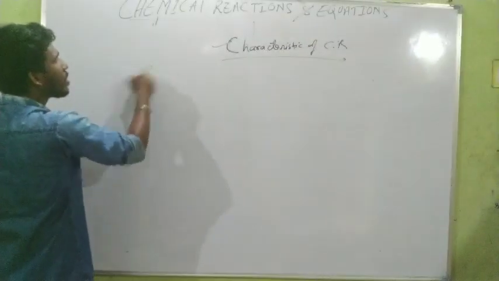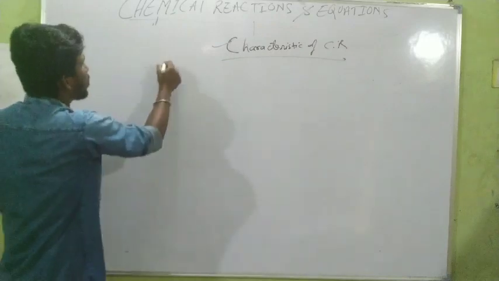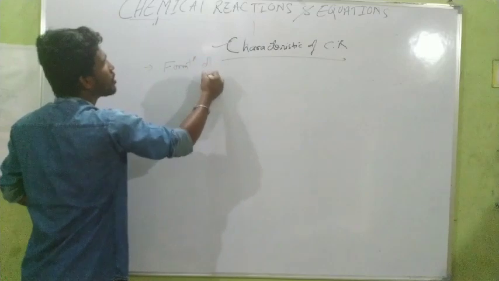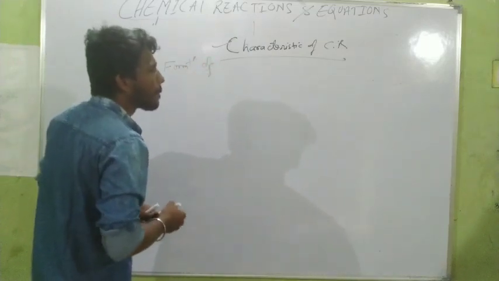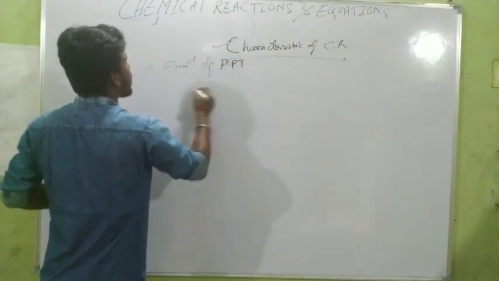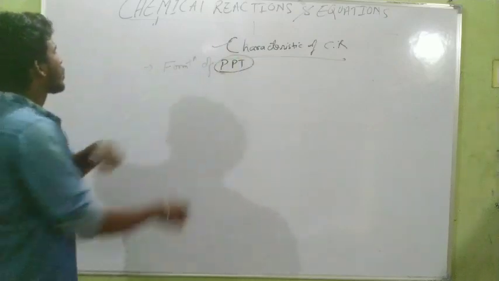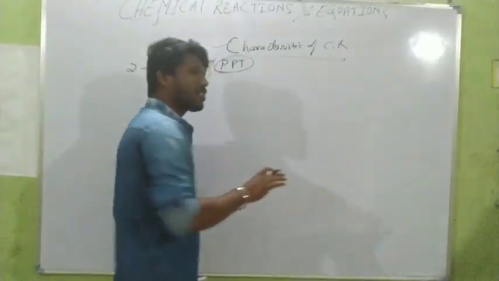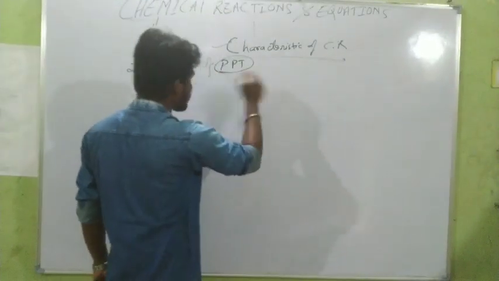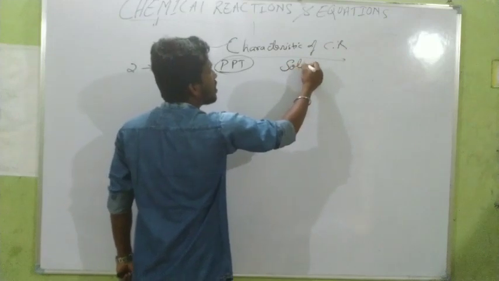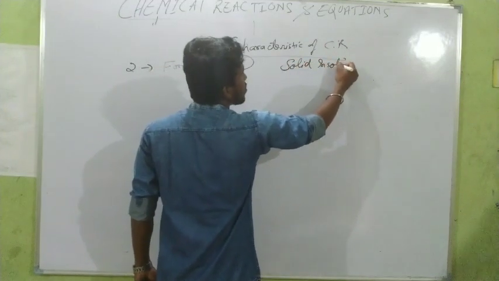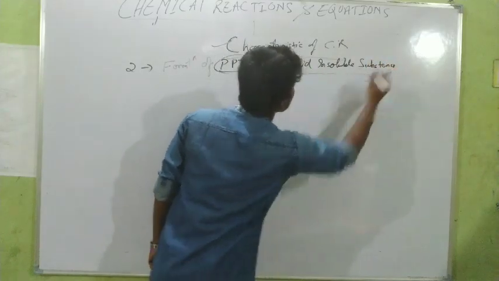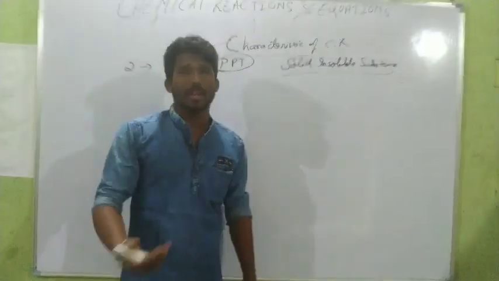Second one, what we are talking about, second one, formation of precipitate. First, let's know the first point is the second point. What is precipitate? Precipitate means a solid, insoluble substance which is produced during a chemical reaction.